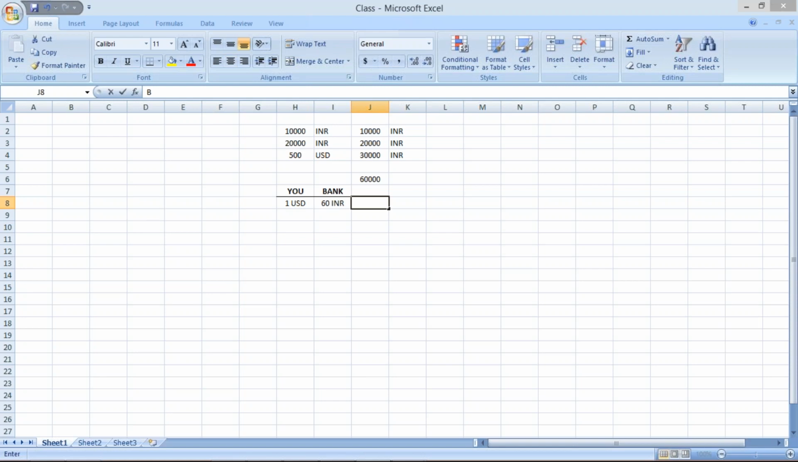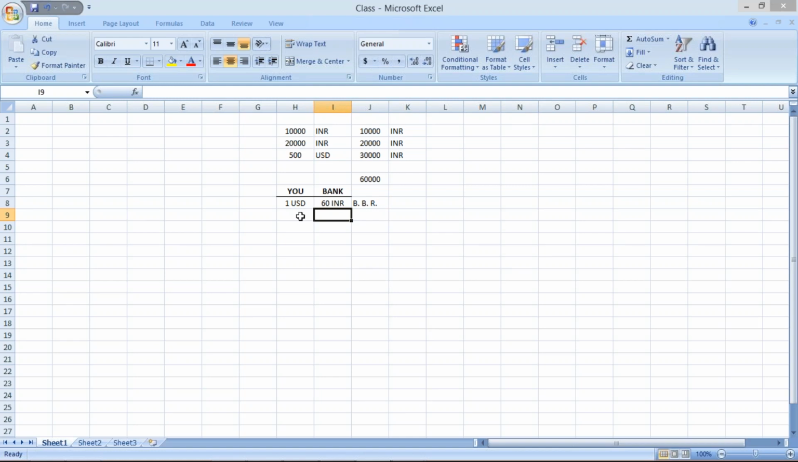This is called the bank buying rate. I'll repeat, the rate at which the bank is going to buy currency from others is called the bank buying rate. It's pretty simple, guys.